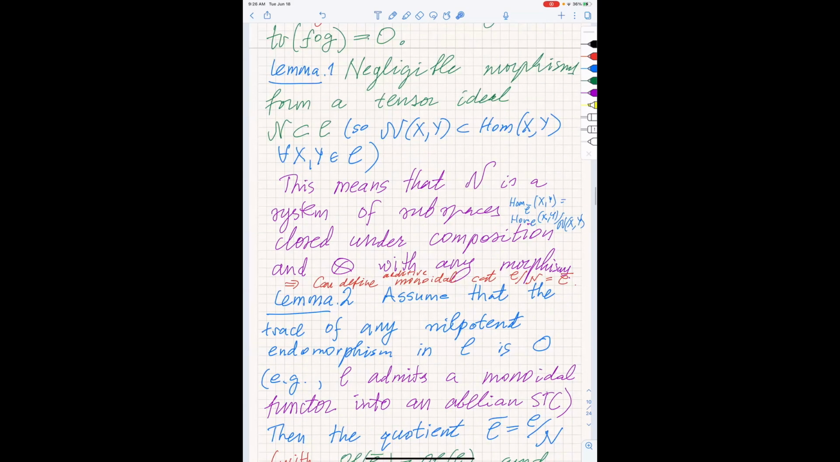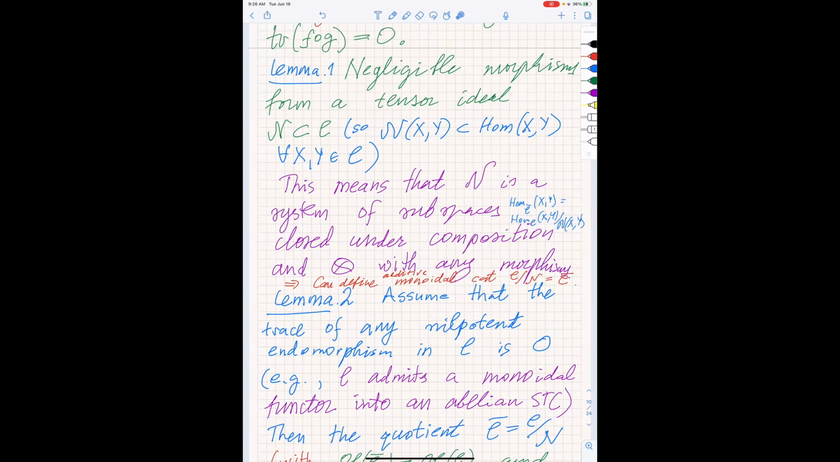And the second lemma that I'm going to need is the following. Assume that the trace of any nilpotent endomorphism in C is 0. So you may have never seen an example when this doesn't hold, but it doesn't always hold, although it can fail only in rather pathological situations.